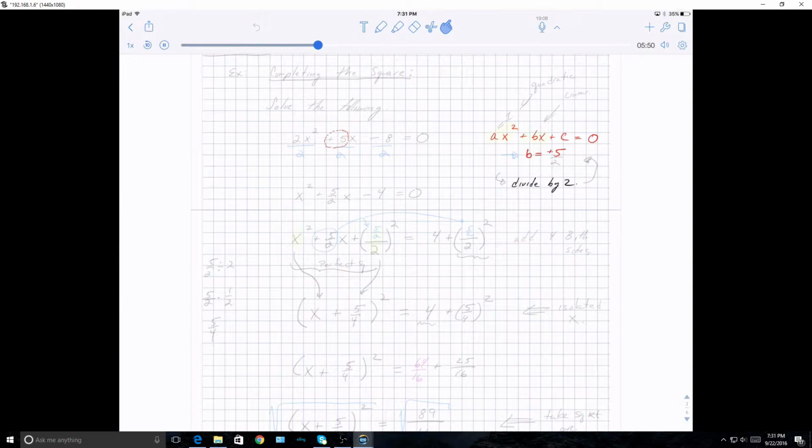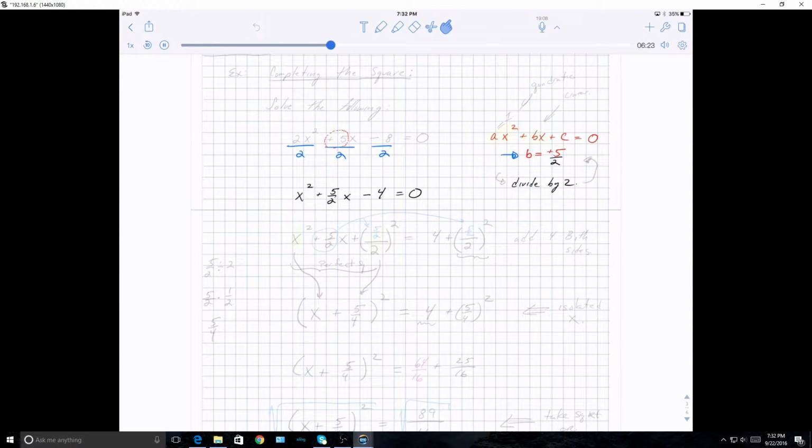So that just looks like this. We'll divide that by 2, that by 2, that by 2. Now you'll see how the B is going to change. So now that we have this, what we have to look for now is x squared plus 5 halves x minus 4 is equal to 0. So now we just have to change the B to 5 halves.